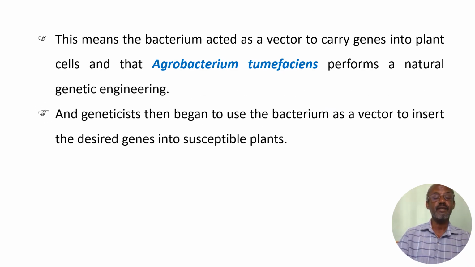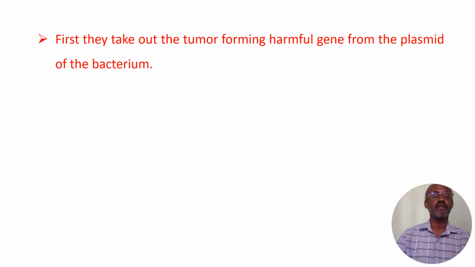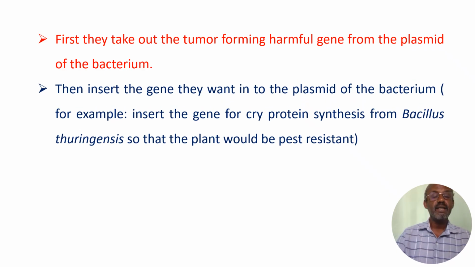Geneticists then began to use the bacterium as a vector to insert the desired genes into susceptible plants. First, they take out the tumor-forming harmful gene from the plasmid of the bacterium, because you don't want your crop plant to produce crown gall. Just remove the disease gene of the bacterium on its plasmid. Then insert the gene you want into the plasmid of the bacterium.